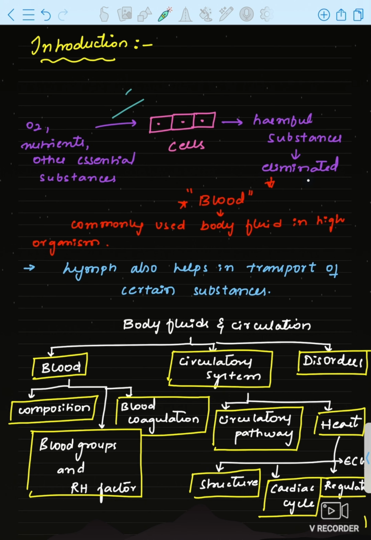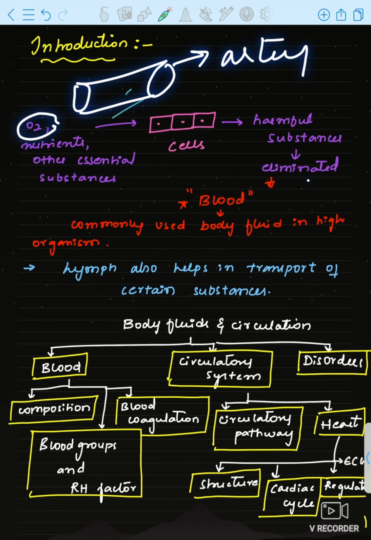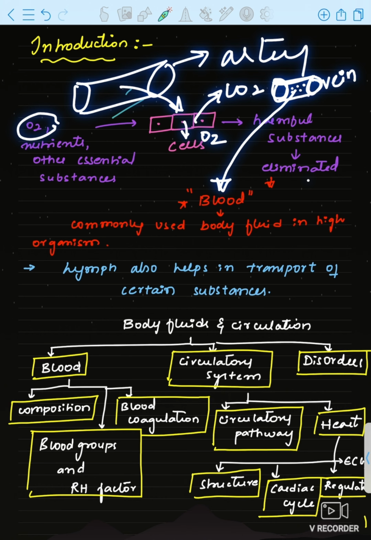Blood is eliminating this. See, the oxygen will be supplied through the artery to the cells. These cells will utilize the O2 and will produce the CO2. This CO2 will be carried away with the vein. All these blood vessels contain a fluid that is nothing but blood.